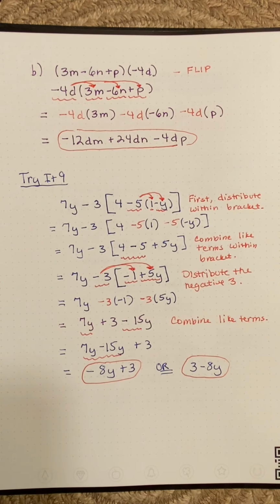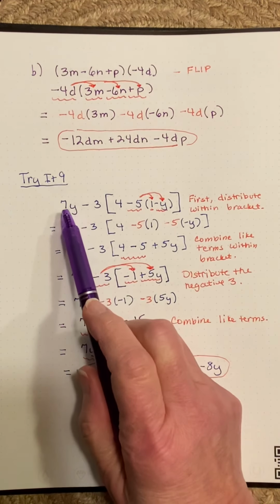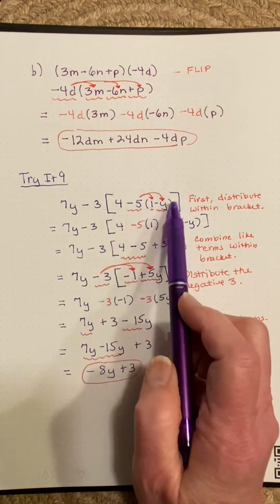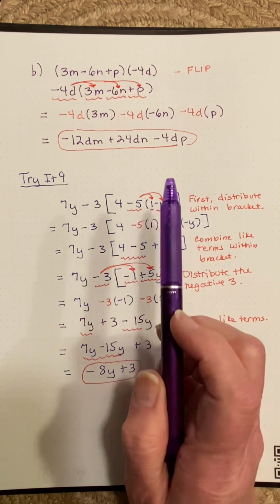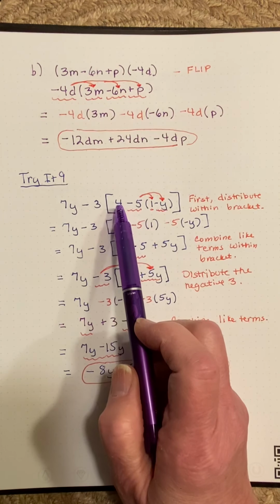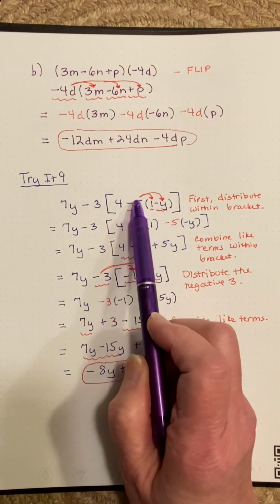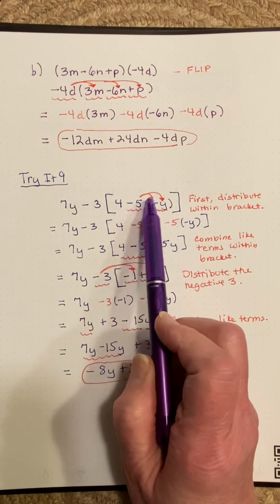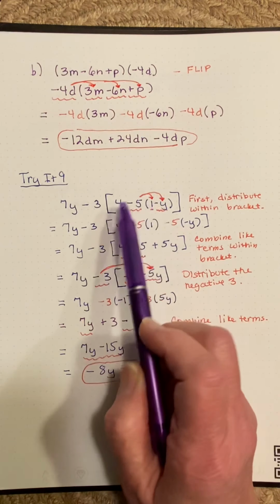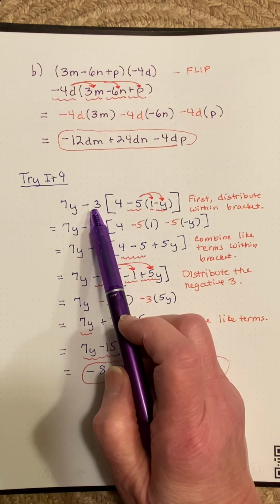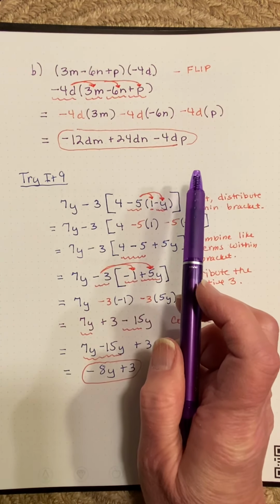Going on to Try It 9. Here is a really interesting setup because you have 7y minus 3, and the minus 3 needs to be distributed to this within the bracket. However, within the bracket, you have 4 minus 5 times 1 minus y. So you have to first do what's in the bracket, and there's a distribution within the bracket. You've got to do everything in the bracket before you can even think of distributing that negative 3, because you've got to figure out what that is.